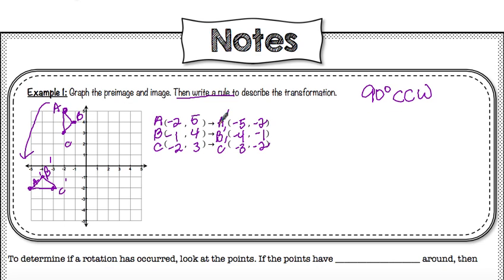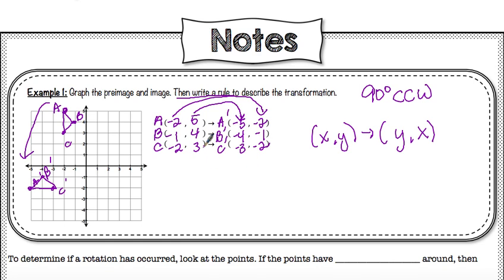So I'm going to compare A and A prime. It looks like the X value became the Y value. The Y value, 5, became the X value, negative 5. So this is what that looks like. Y and X have swapped places. X comma Y has become Y comma X.